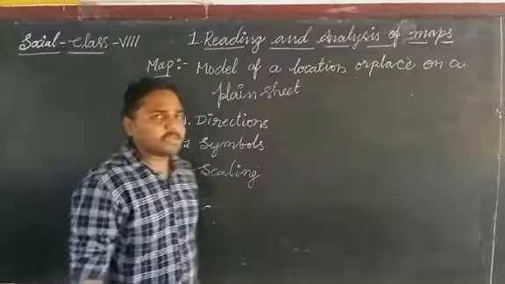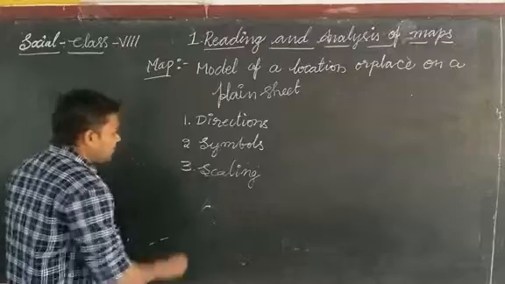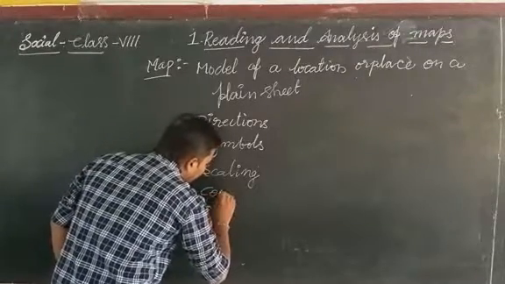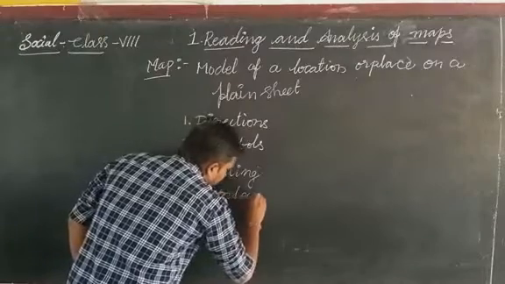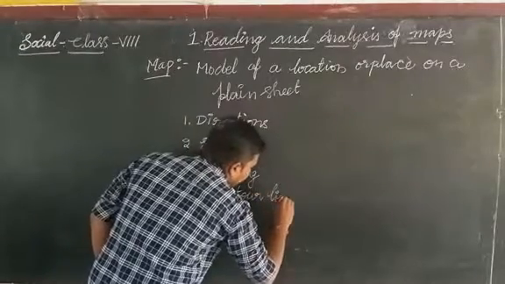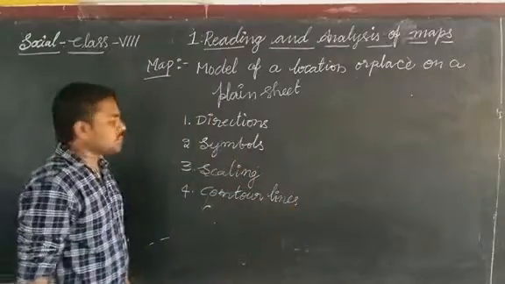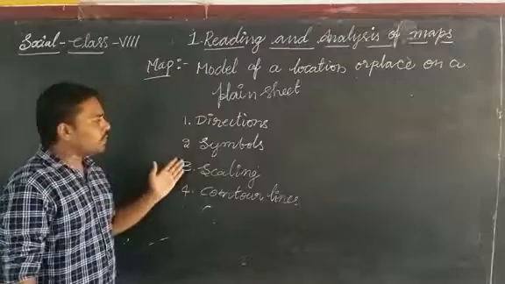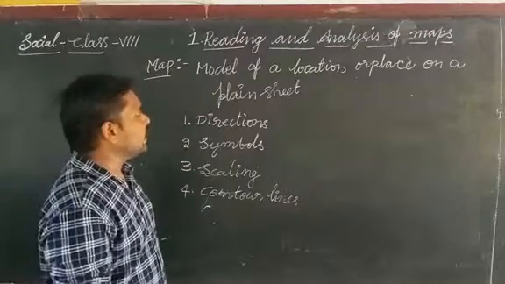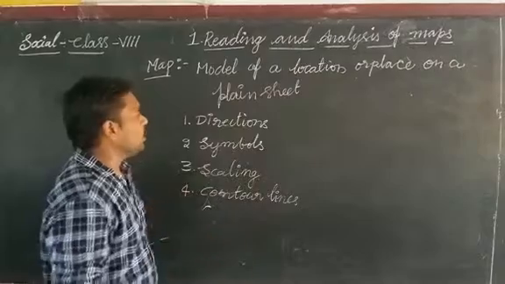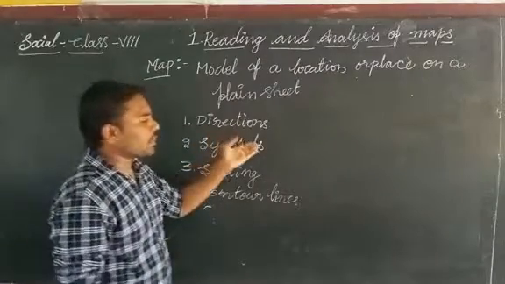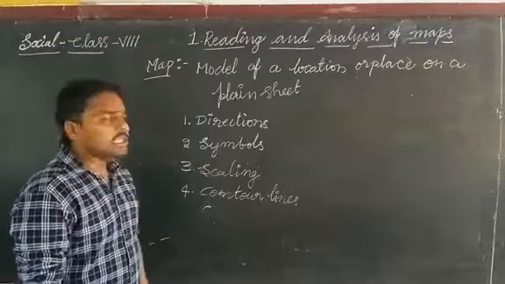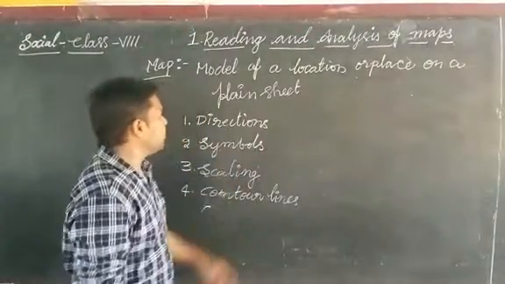Then how can we measure the heights on the maps? With the help of contour lines, we can measure the heights on the maps. These are the four factors which we can use to represent, read or make the maps. The directions: we have four directions, the north, south, east and west. Those are the main directions.